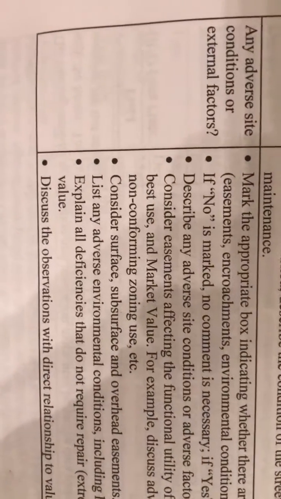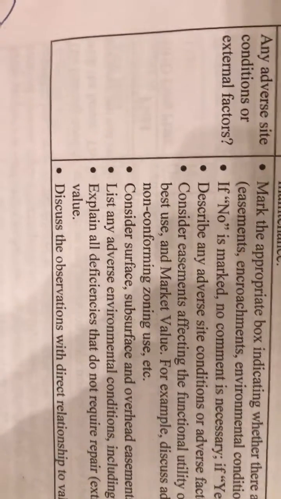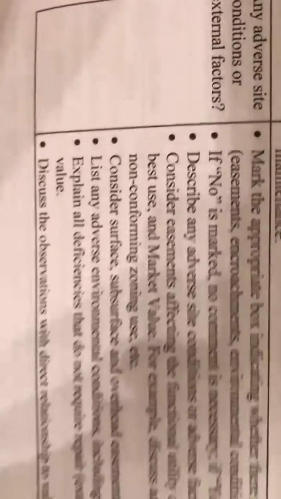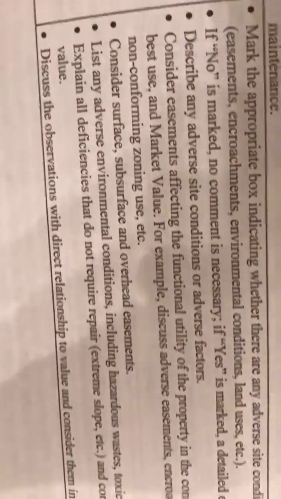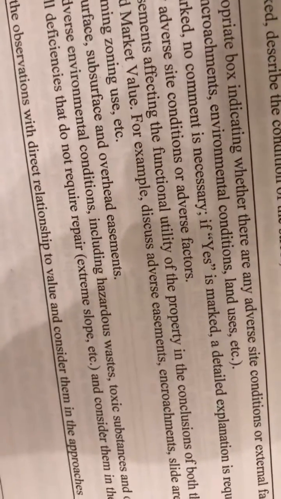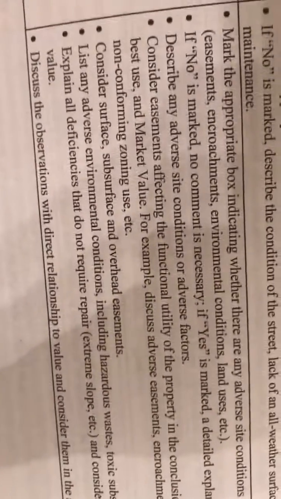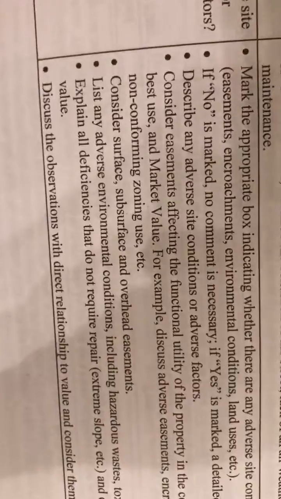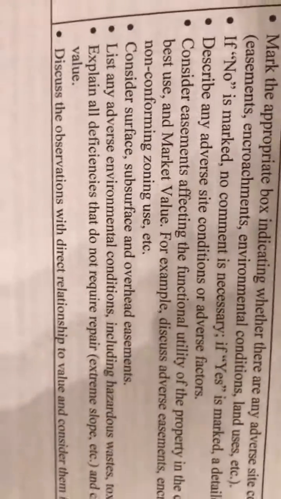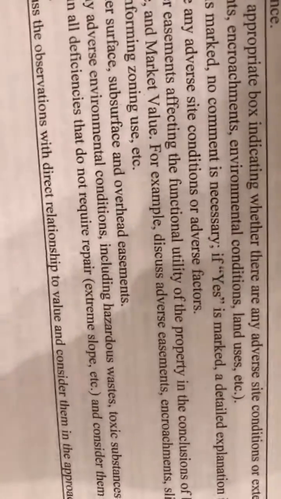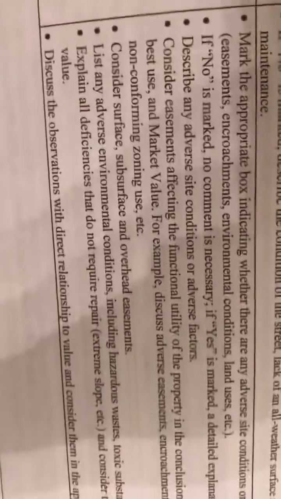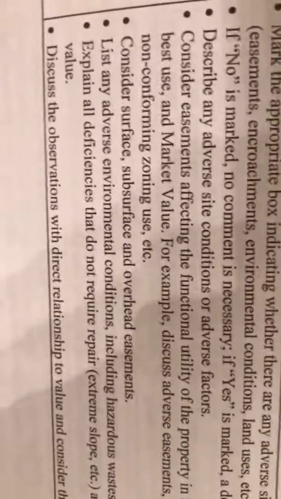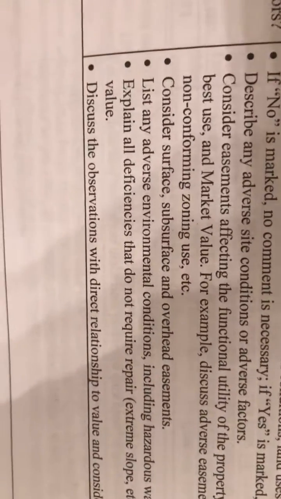Field, any adverse site conditions or external factors. Protocol, mark the appropriate box indicating whether there are any adverse site conditions or external factors, easements, encroachments, environmental conditions, land uses, etc. If no is marked, no comment is necessary. If yes is marked, a detailed explanation is required. Describe any adverse site conditions or adverse factors.